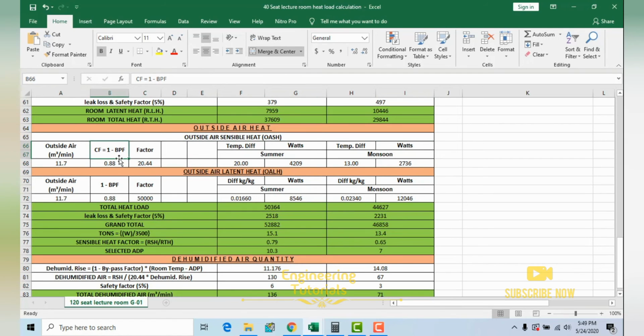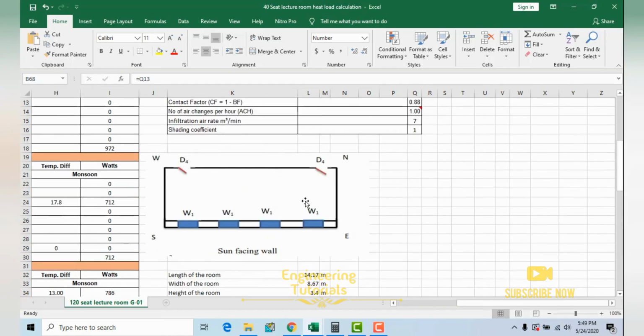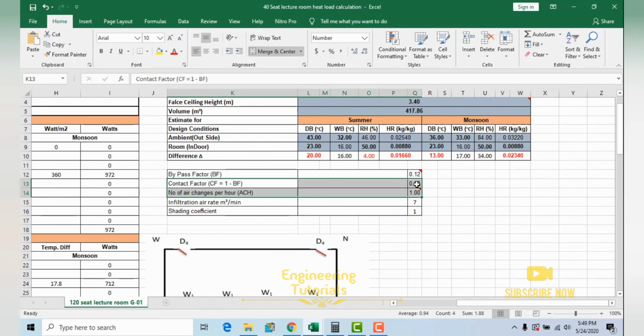And the contact factor, we know that it's 1 minus bypass factor. Bypass factor we already know it's 0.12, so contact factor is 0.88. If you remember that, we already calculated here. This is the contact factor 0.88.